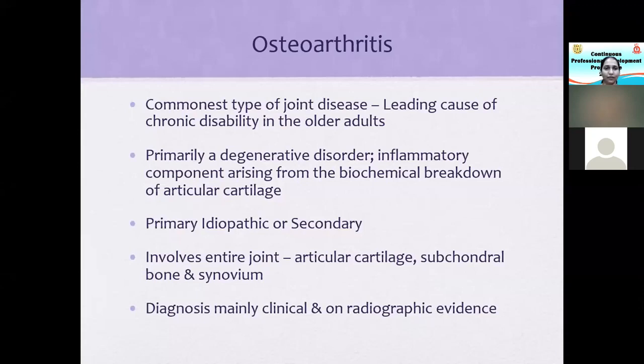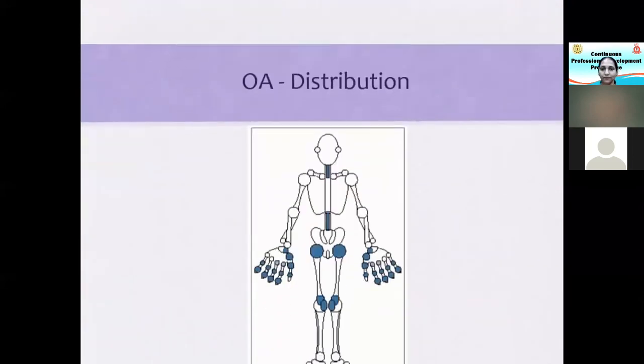It could be primary, idiopathic, which is the commoner form, or it could be secondary, following trauma to the joint, or as a sequel of damage to the joint following an inflammatory arthritis. This not only involves the articular cartilage, it involves the subchondral bone as well as the synovium. The diagnosis is largely clinical and can be helped by radiographic evidence as well.